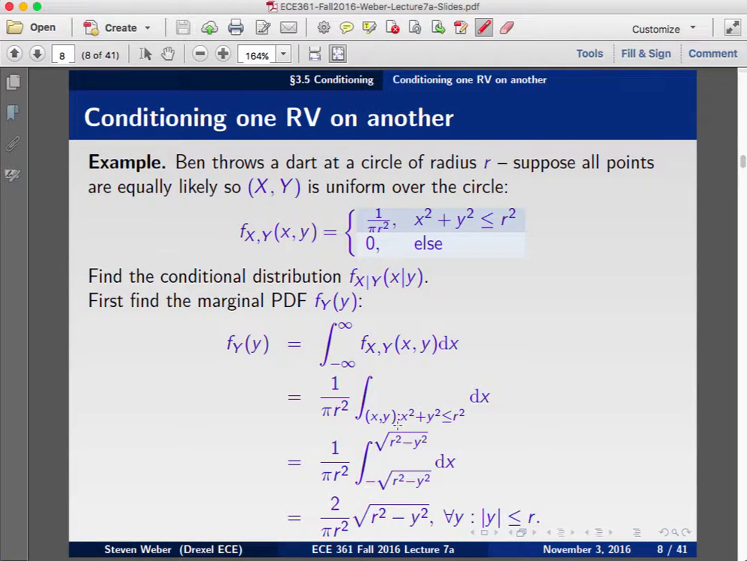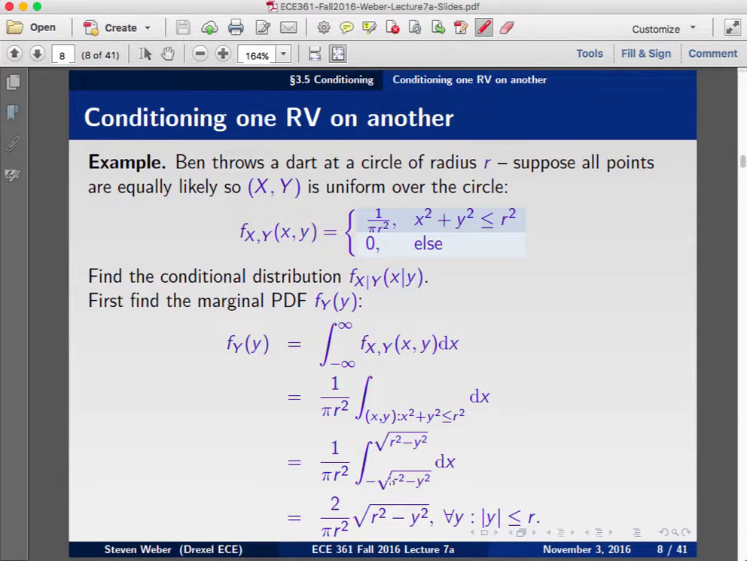Now, a simple recognition of this event shows you that if we're looking for pairs xy such that the distance is less than or equal to r squared, for a given y, that's equivalent to x being between negative root r squared minus y squared and positive root r squared minus y squared. Simply solve this equation here for x.